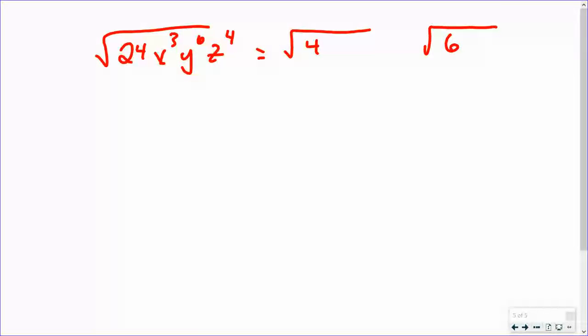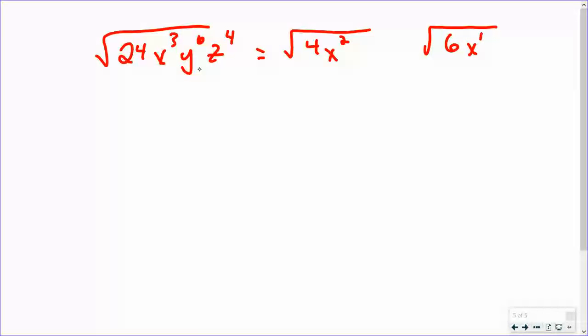So let's go with the square root of 24, x to the 3rd, y to the 6th, z to the 4th. Okay, I'm going to start breaking these down. 24, half of 24 is 12. 12, the first perfect square is 9. 9 won't go in there, but 4 will. So this is the square root of 4 times the square root of 6. Notice my first number is my perfect square. The second one is not. X to the 3rd, well, that's x to the 2nd, which is even, and I've got 1 left over, and these exponents add up to get 3.